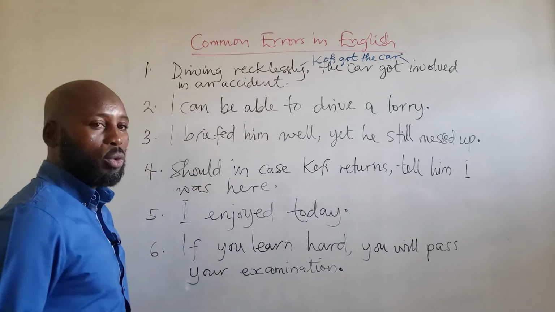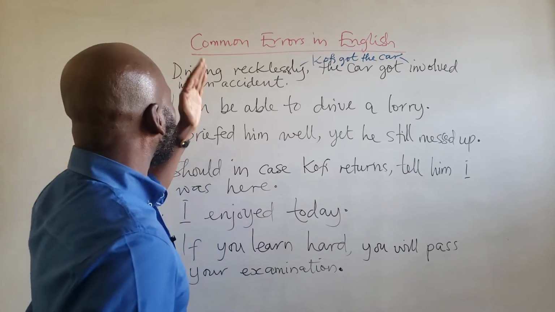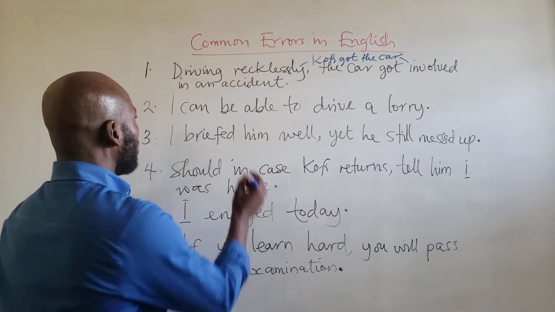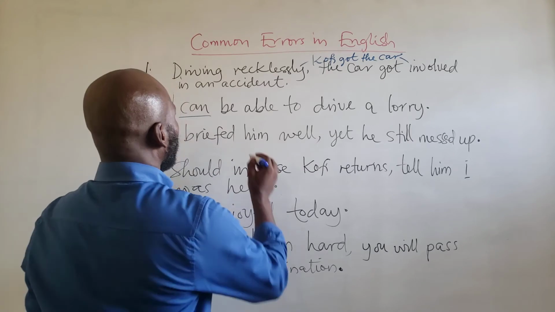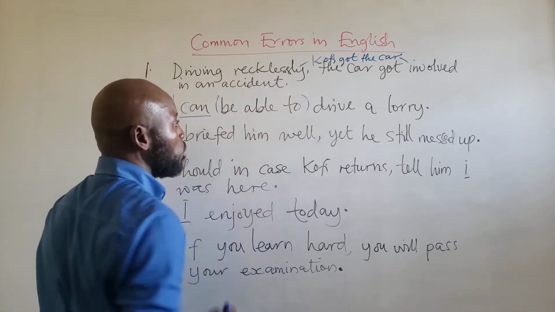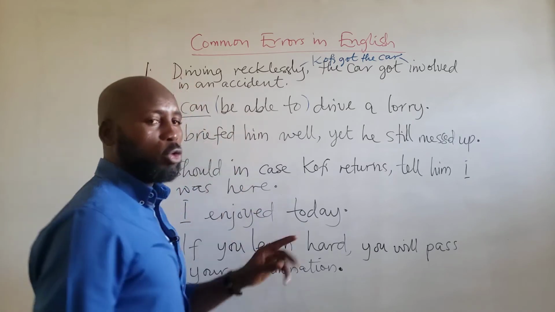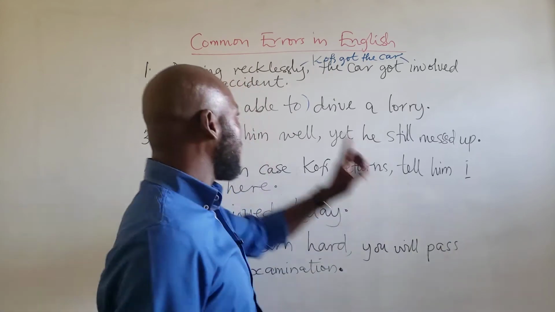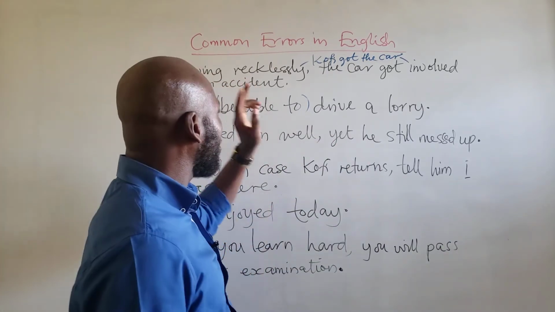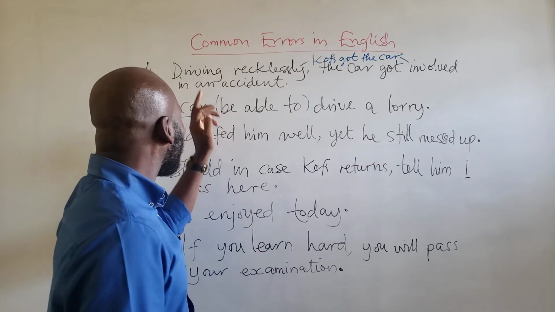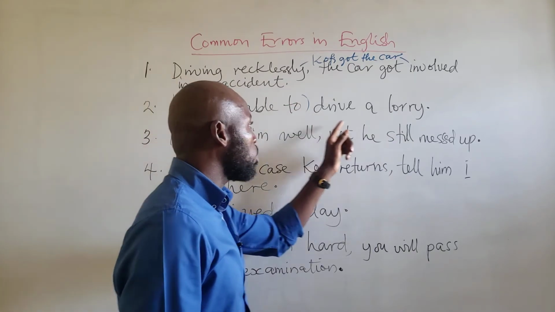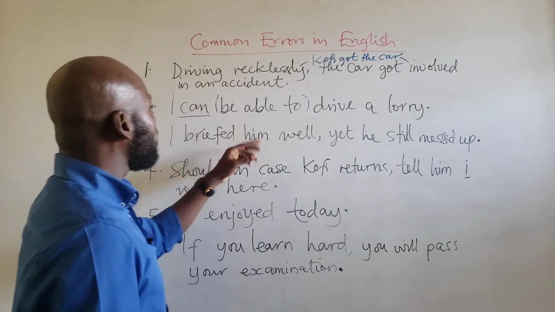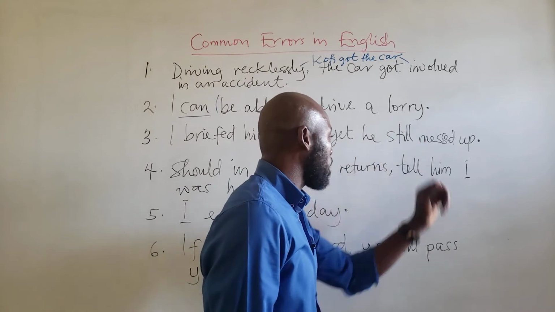So now let's come to the second one. I can be able to drive a lorry. You cannot be able to drive a lorry. You can drive a lorry, and then you will be able to drive a lorry. So these two things don't go together because they are both indicating ability of the subject. So I can drive a lorry. I will be able to drive a lorry. Simple. The third one says, I briefed him well, yet he still messed up.